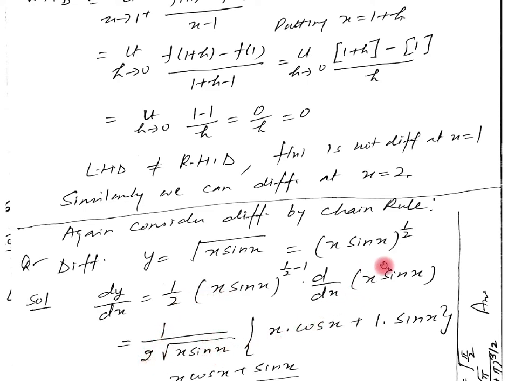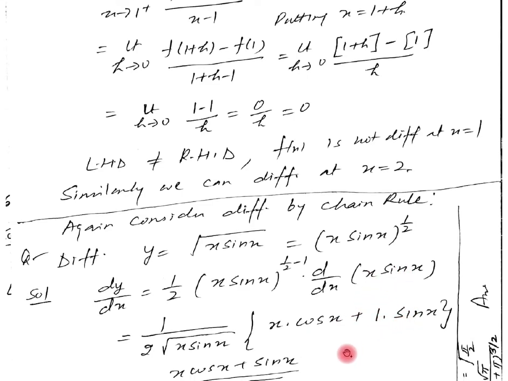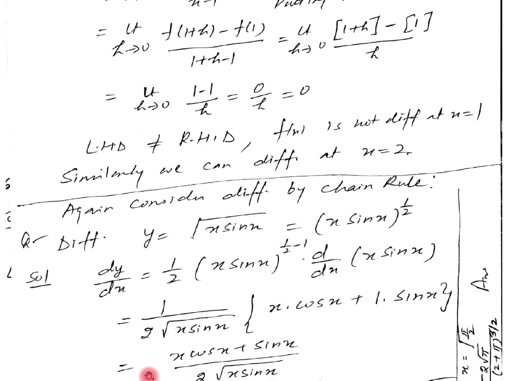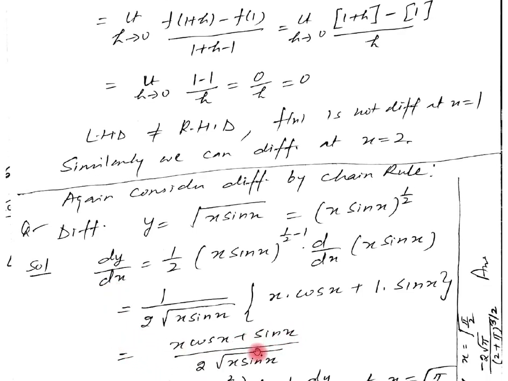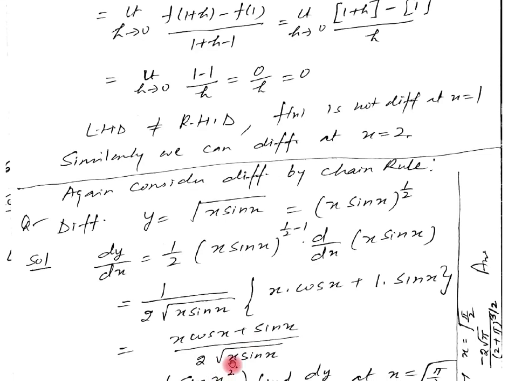Now when I am going to differentiate it, we have to apply the product rule. How to apply the product rule? First function as it is, derivative of second, plus second as it is, derivative of the first. Then it becomes x into cos x plus the derivative of x, which is 1, second function as it is. Therefore its derivative is x cos x plus sin x upon 2 under root x sin x.